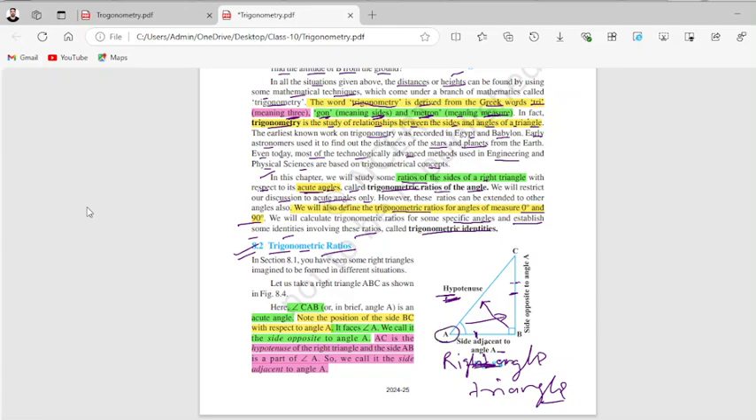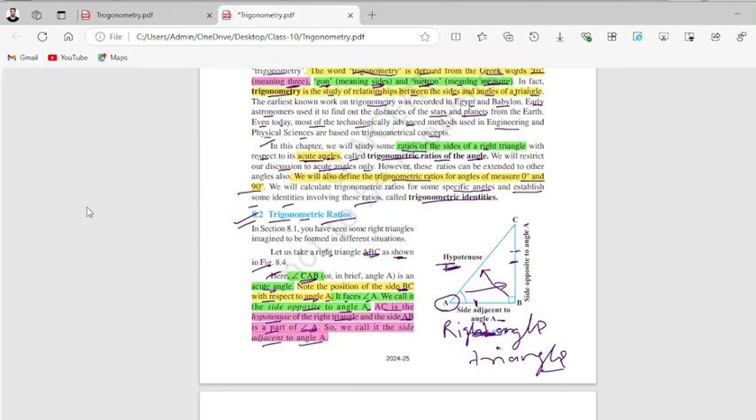Now let us make a right angle triangle as shown in the figure. Here angle CAB, or in brief angle A, is the acute angle. Note the position of the side BC with respect to angle A. We call it the side opposite to angle A. AC is the hypotenuse of the right angle triangle, and side AB is part of the angle A, so we call it the adjacent side of the right angle triangle.